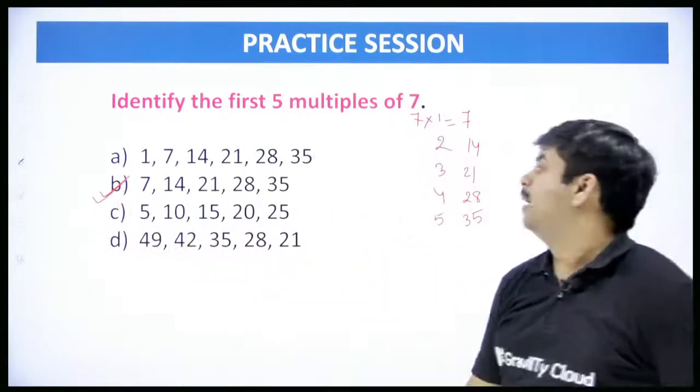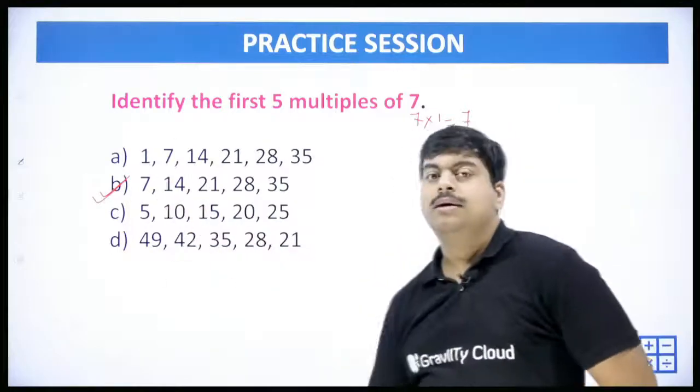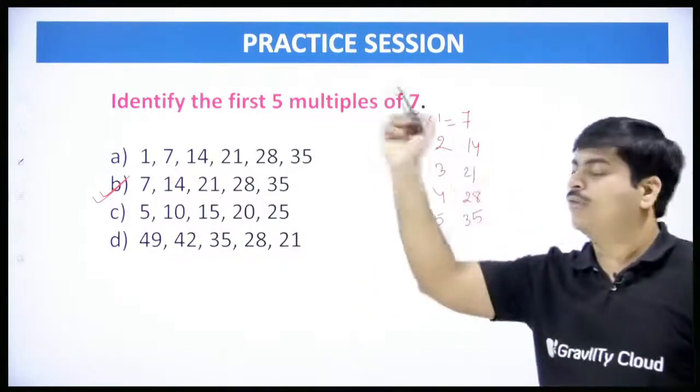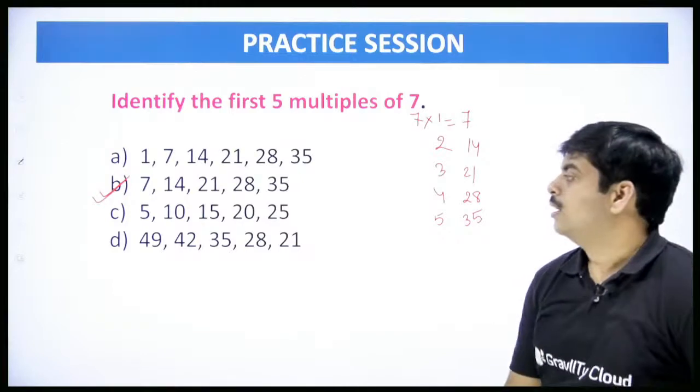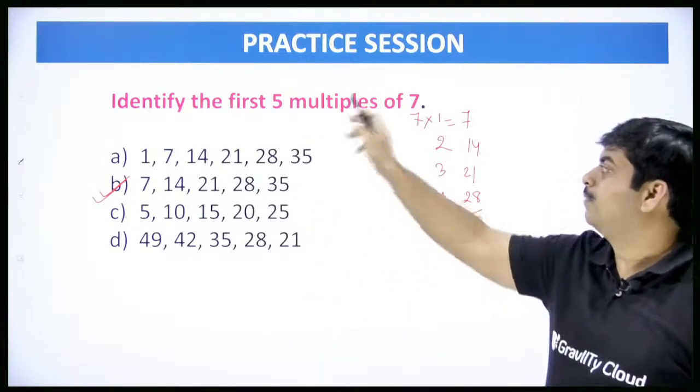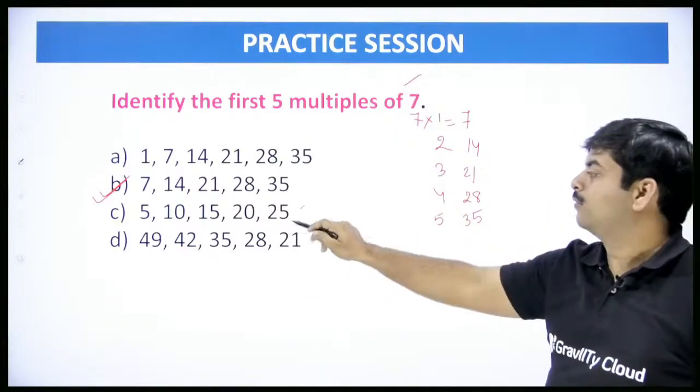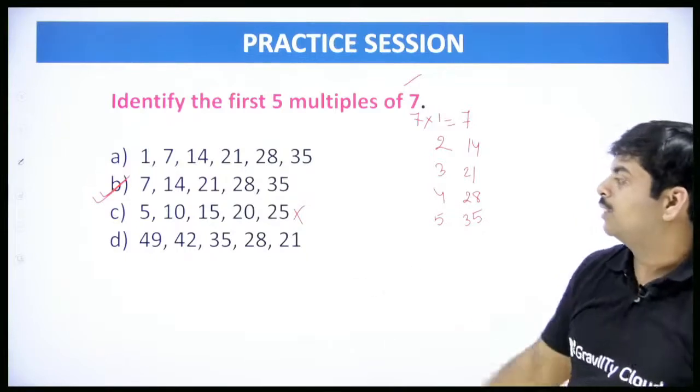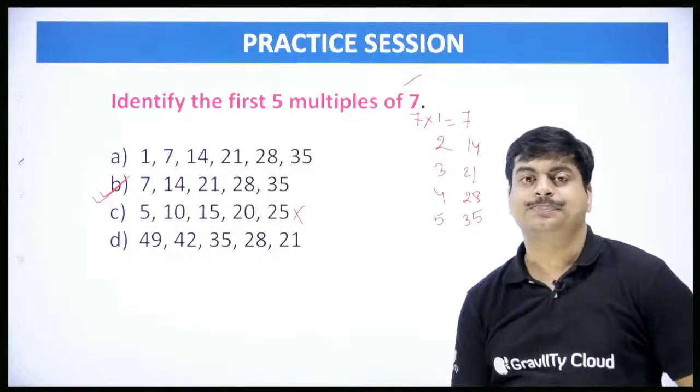In the multiples of 7, we don't get 1; 7 times 1 is 7. We don't get 5 either. Those are the multiples of 5, and we need multiples of 7. So that way you can say that option B is the correct answer.